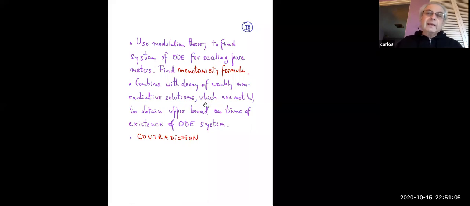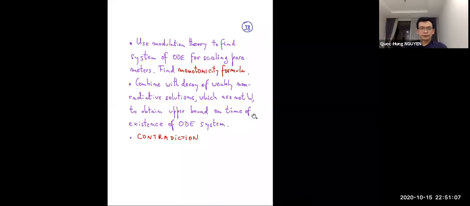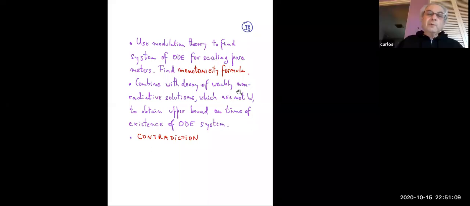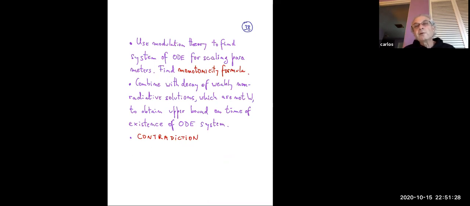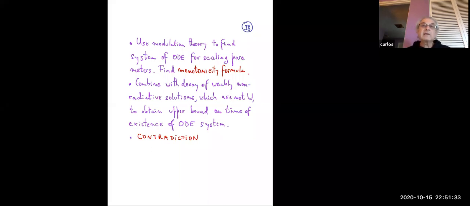And using this monotonicity formula, we obtain an upper bound on the time of existence of solutions of this ODE. But this is a contradiction because our solution existed for all times. And this is the mechanism that we use to eliminate these ghost linear solutions. They do not appear in the nonlinear case. And so that's how the proof concludes. And that's how the talk concludes also. Thank you very much.